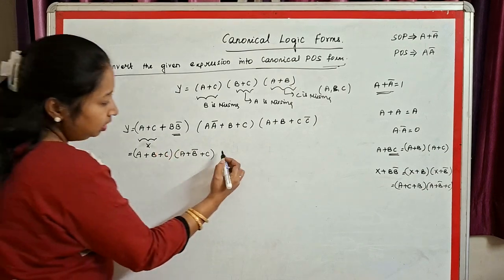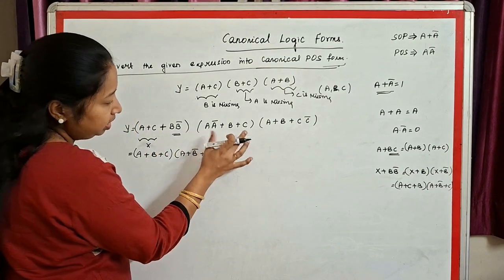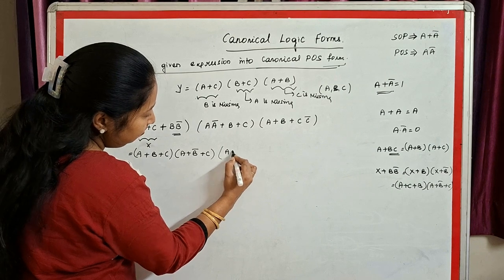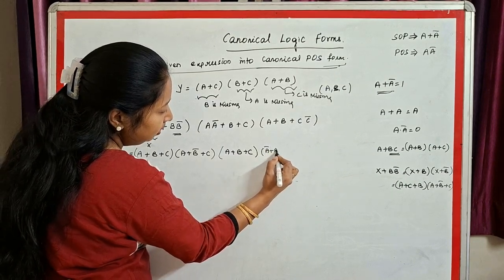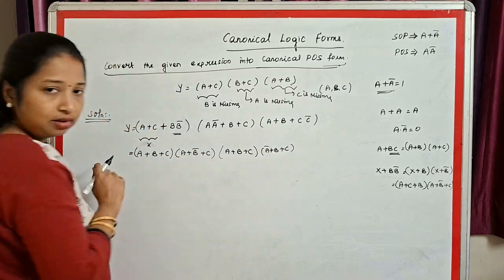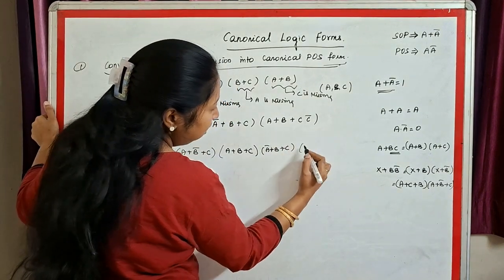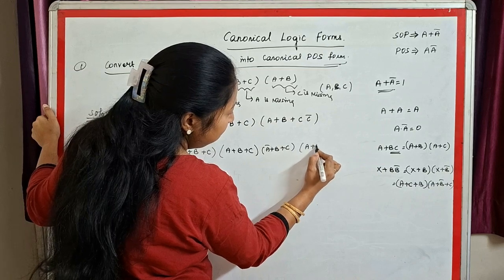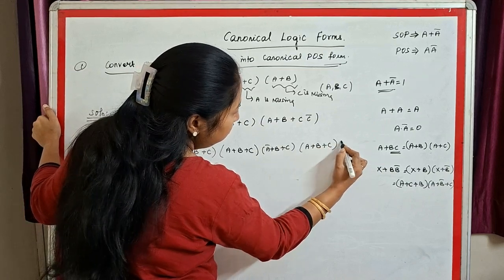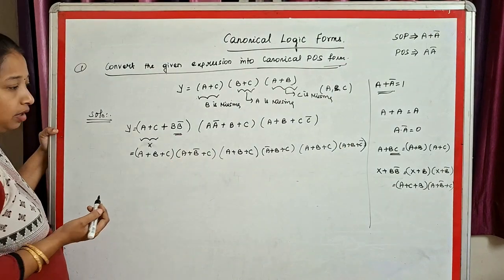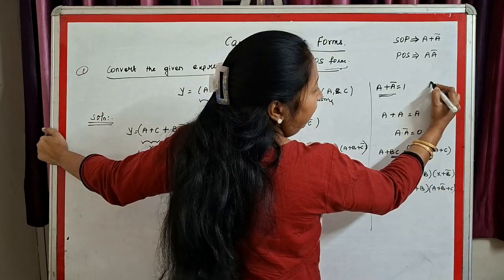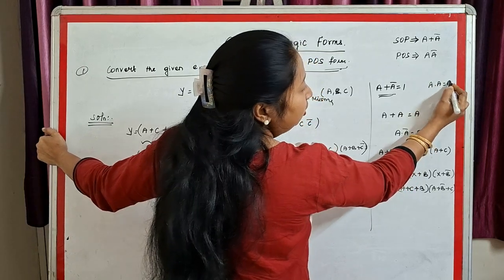Clear? Now, in a similar way, give me the expression for the second max term. It is (A plus B plus C) and (A bar plus B plus C). Fine. Now, expand the third max term. It is (A plus B plus C) into (A plus B plus C bar). Clear? Now, you know A dot A is equal to A.